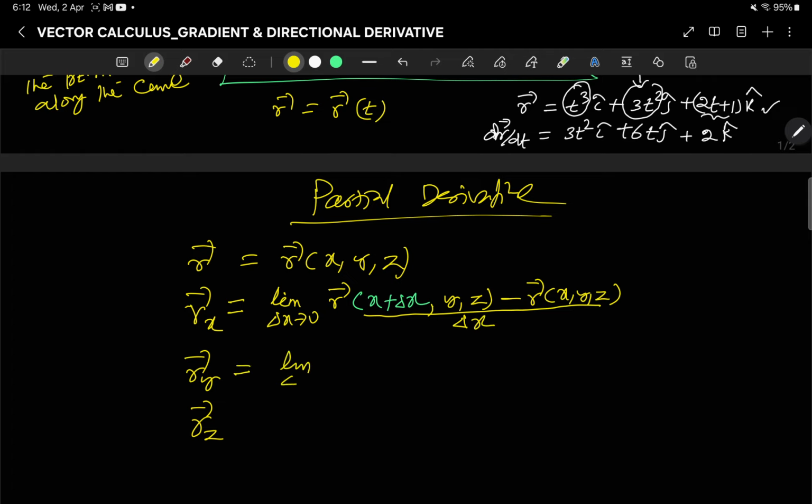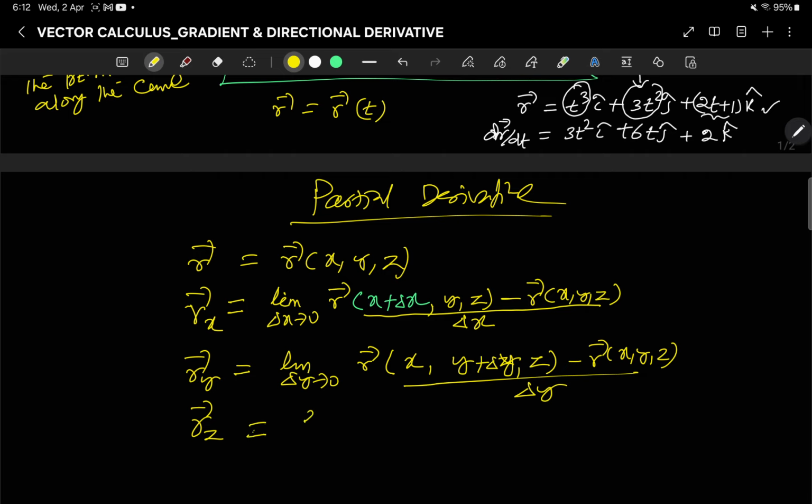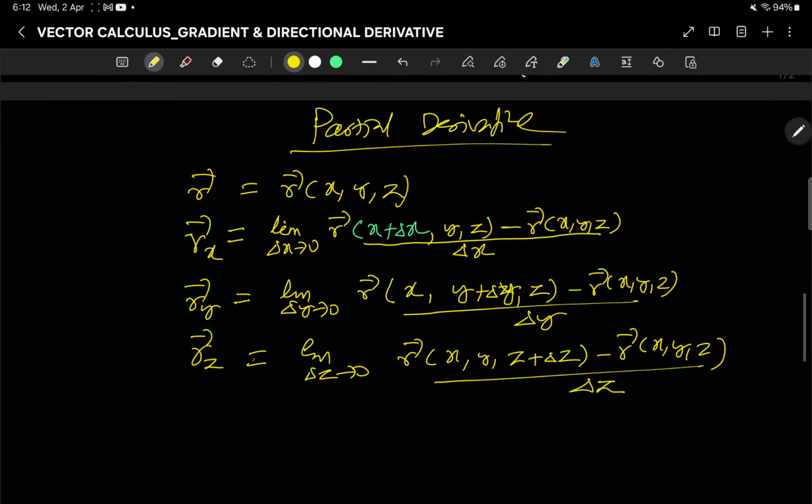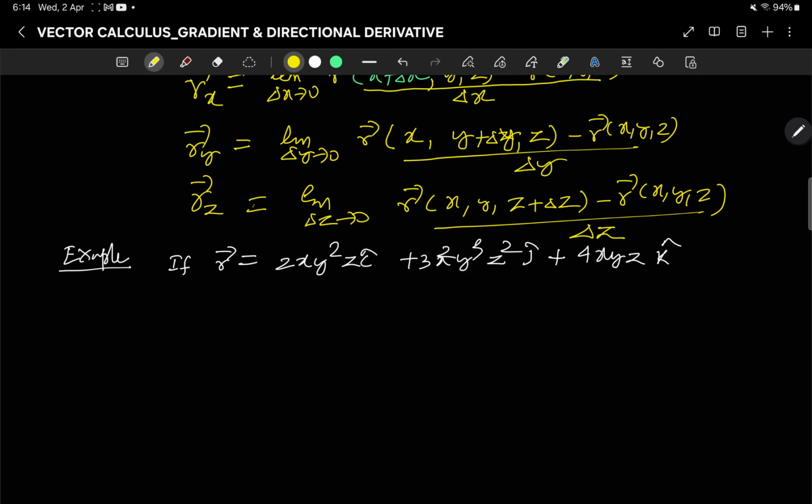Similarly for ry, it is limit del y tends to 0, r of (x, y plus del y, z) minus r(x, y, z) divided by del y. So here changes in y only. Similarly rz will be limit del z tends to 0, r of (x, y, z plus del z) minus r(x, y, z) divided by del z. The usual partial derivatives.